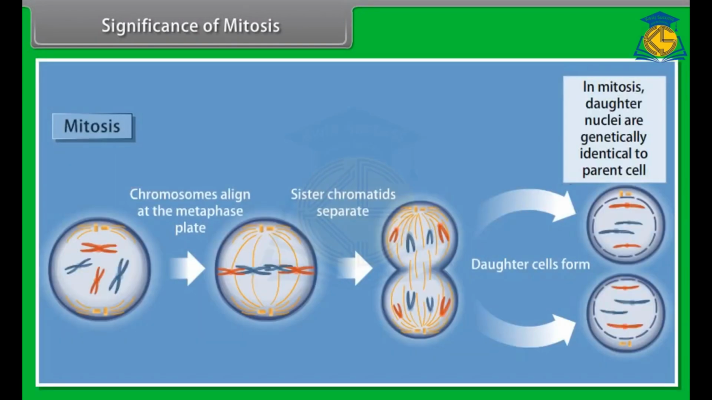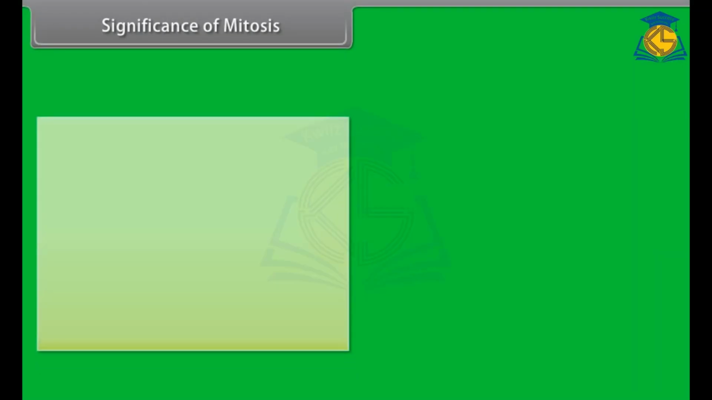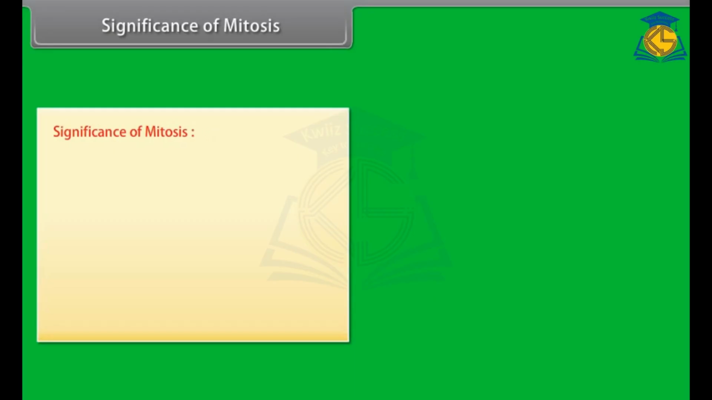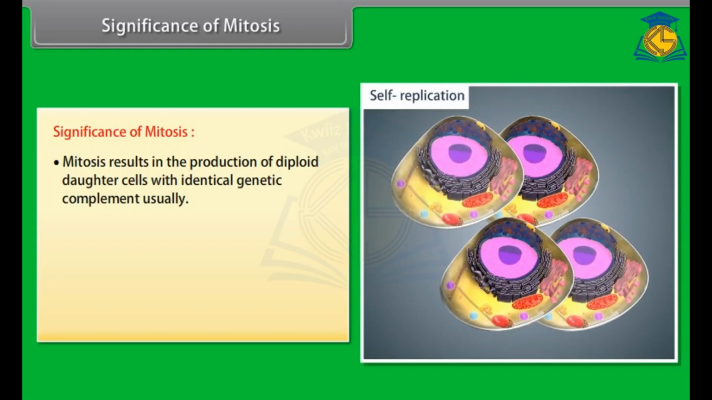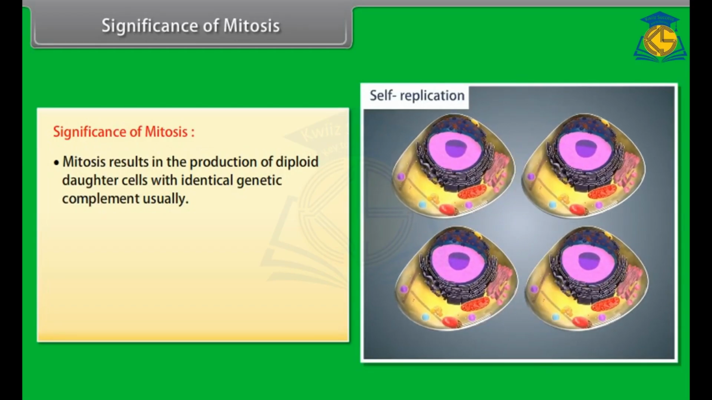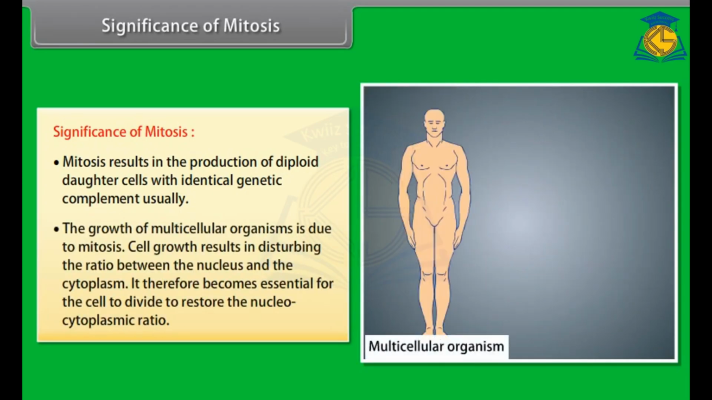Till now we have learnt about various stages of mitosis. Now let us see what is the significance of mitosis. Mitosis results in the production of diploid daughter cells with identical genetic complement usually. The growth of multicellular organisms is due to mitosis.